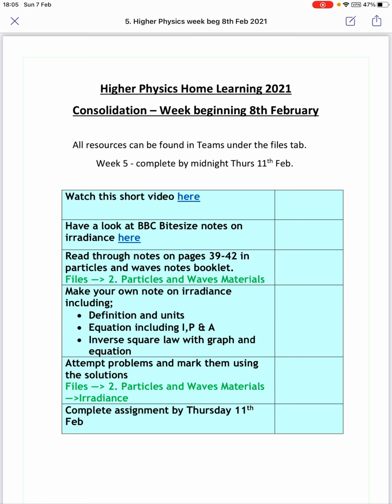BBC Bitesize, as always, is really good. Again, it's tailored for Higher and it's got the key information. So have a look at that. You may have noticed that I've added BBC Bitesize as a tab on your Teams page as well.